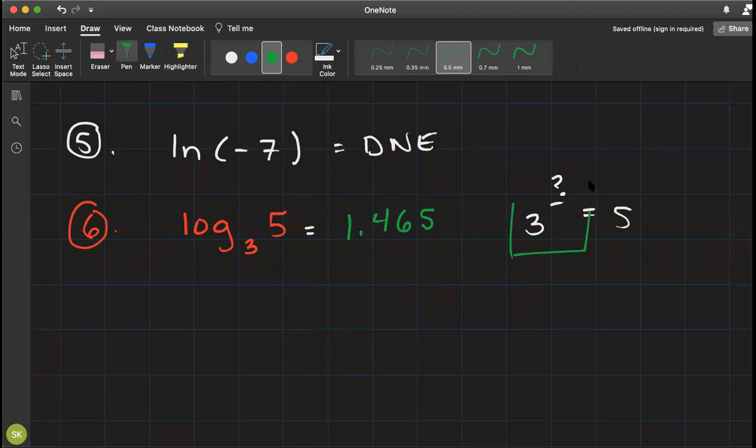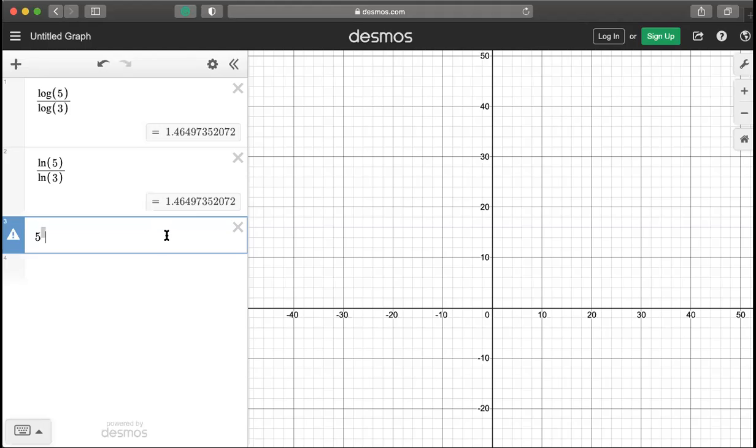And so we're looking for 3 to what power gives me 5. So I'm going to double check this by plugging this into the exponent and see if I get something close to 5. So 3 to the power 1.46497352072. Putting this in, you can see that I'm getting really close to 5. In fact, this is rounded, so this first number is 1, and then we have something following it. So you can see that we're getting really close to 5. So this does work.